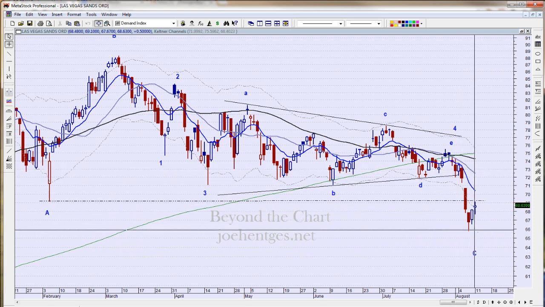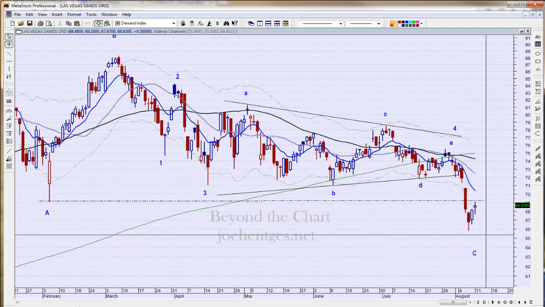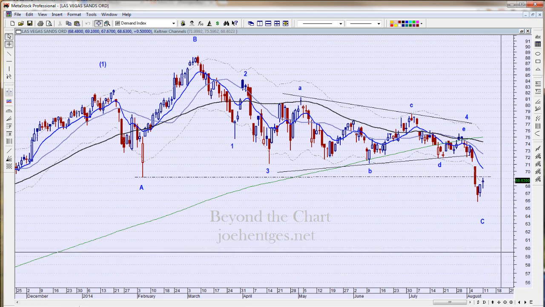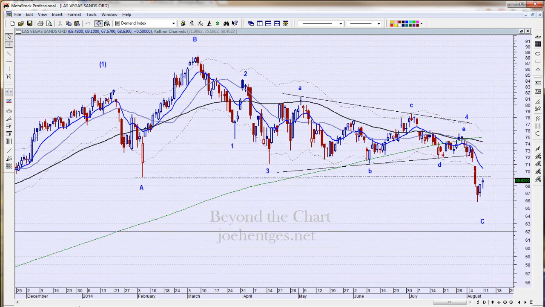We just have to watch the wave count and see where it goes. But right now, I'm expecting this to get to an end sometime fairly quickly. I think we're in this 5th wave.